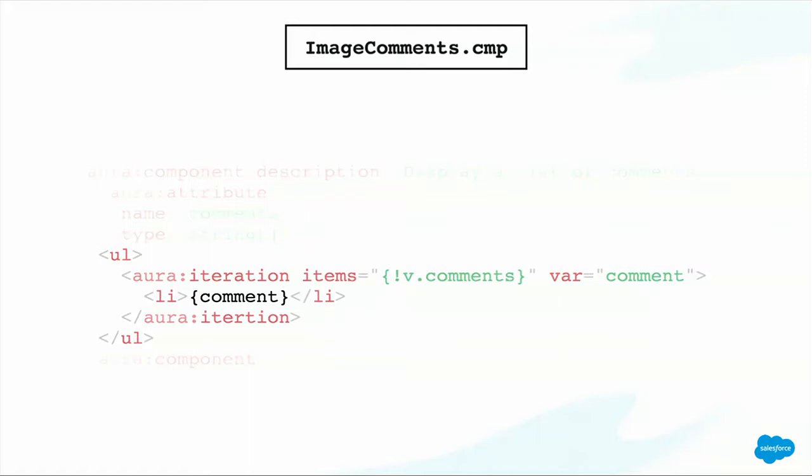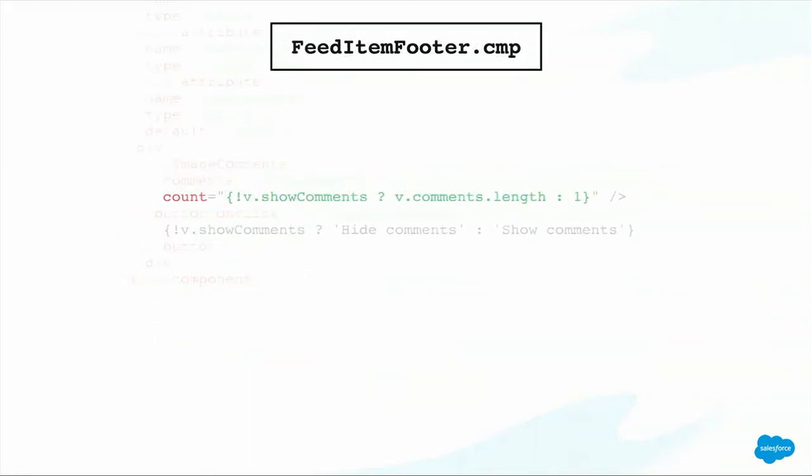And you'll notice that we lost a little bit of logic from before, because before we had this show comments attribute that was saying either show one or show all. So we're going to add that back in now. In our feed item footer, where we're calling the image comments component, we're going to pass in a new attribute called count. And here we're going to reference that show comments attribute that we have.